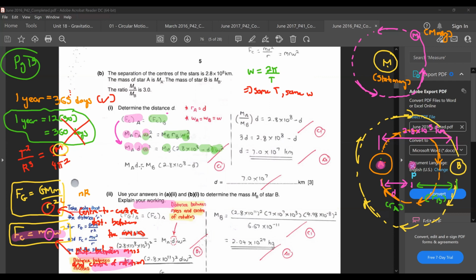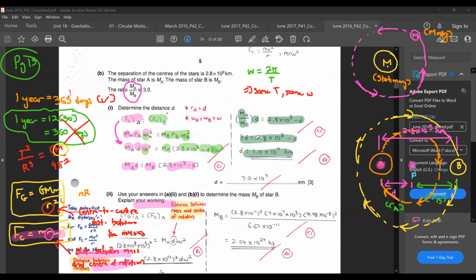All right, then from there you can try to solve. You eventually get M_A D equals M_B times (2.8 times 10 power 8 minus D). Then you make use of the information they gave you: the ratio of M_A to M_B is 3. So you shift M_B to the other side and eventually get 3D equals 2.8 times 10 power 8 minus D. Eventually, D will be 10.7 kilometer.